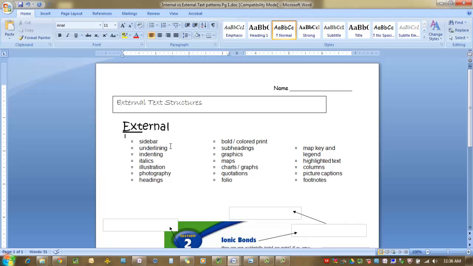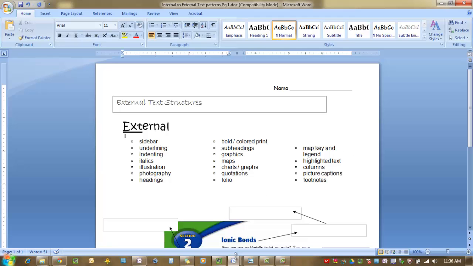So sidebar, underlining, indenting, italics, illustration, photography, headings, bold and colored print, subheadings, graphics, maps, charts and graphs, quotations, folio, map key and legend, highlighted text, columns, picture captions, and footnotes. Again, lots of them you may know, but there may be a few you don't.